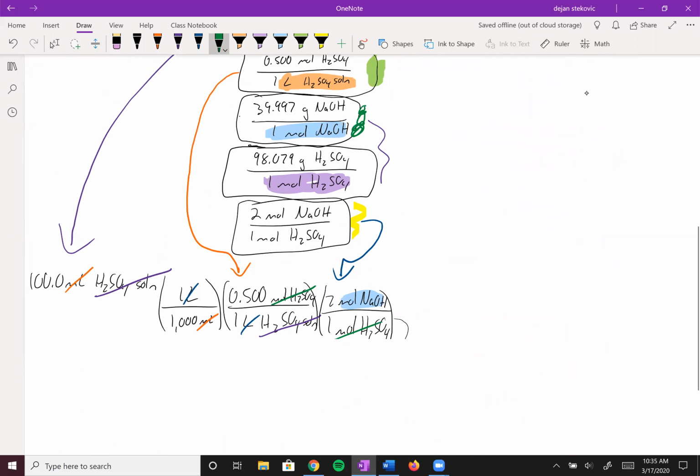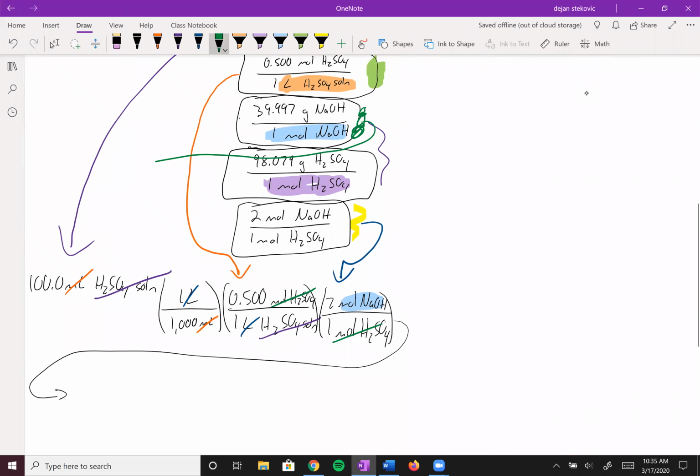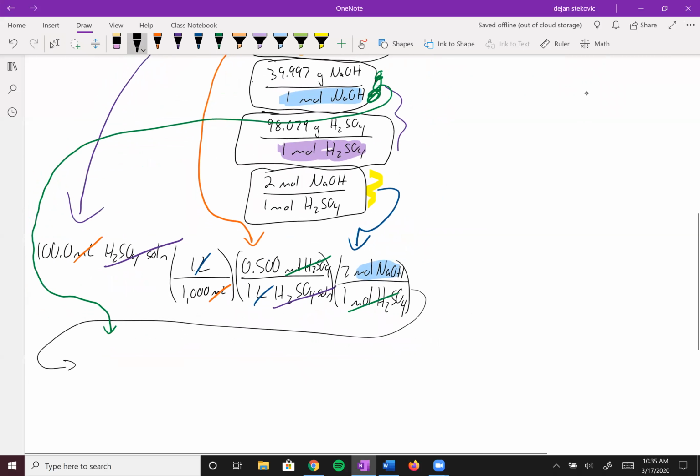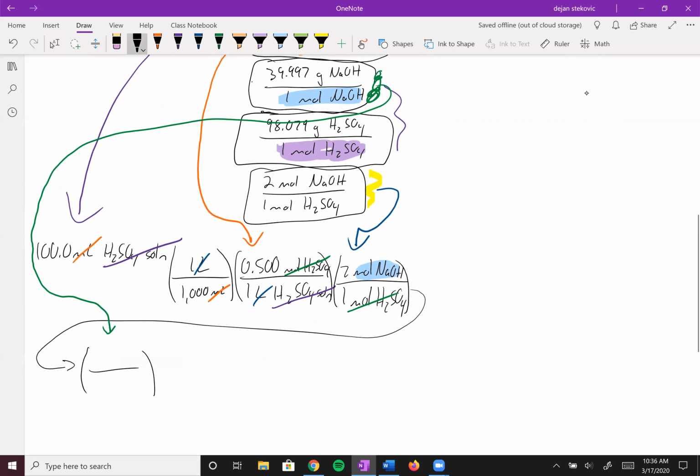So that should give you an indication that this is going to be the unit that you want to use. So let's plug that in here. Follow this arrow all the way down here. Moles is on the bottom here, and it's on the top here, so they're just the way we want it. So the conversion unit here is going to be 1 mole of NaOH, and on top is going to be 39.997 grams of NaOH.